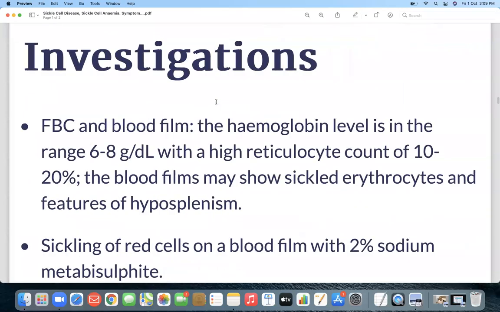Next, investigations are very important. So, FBC.